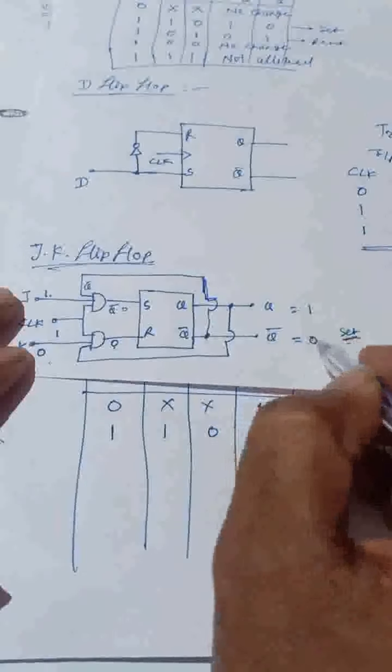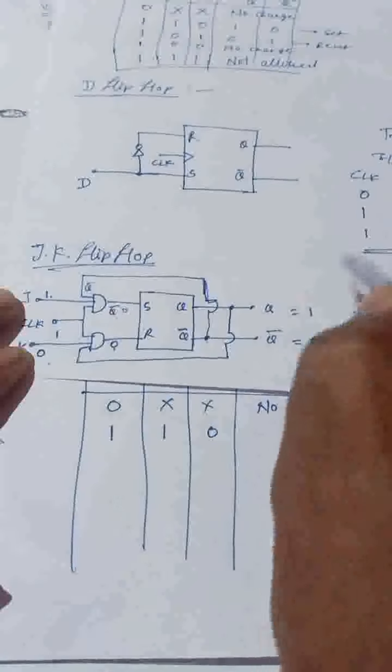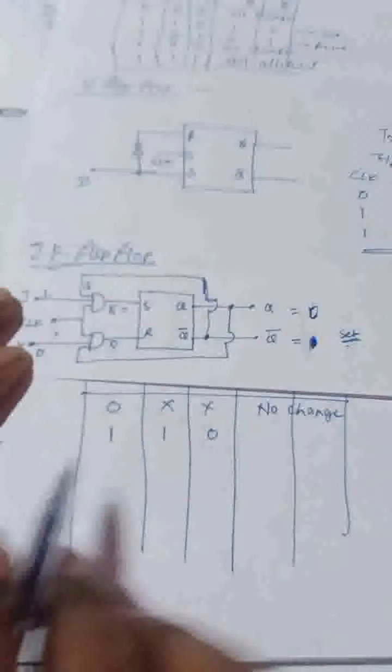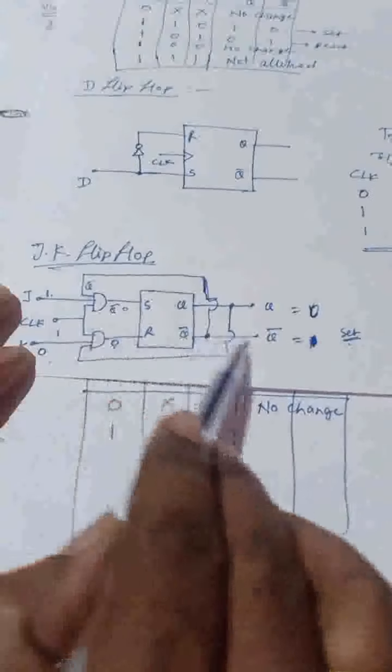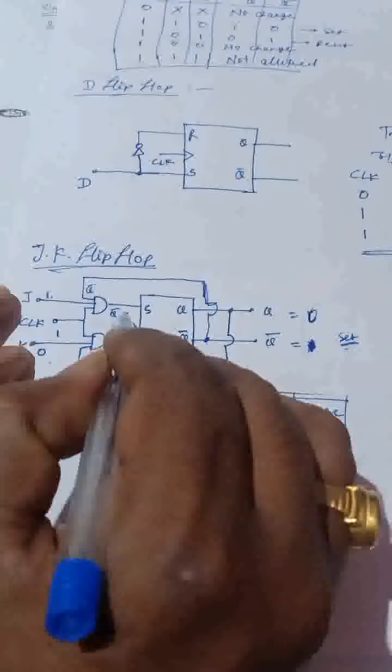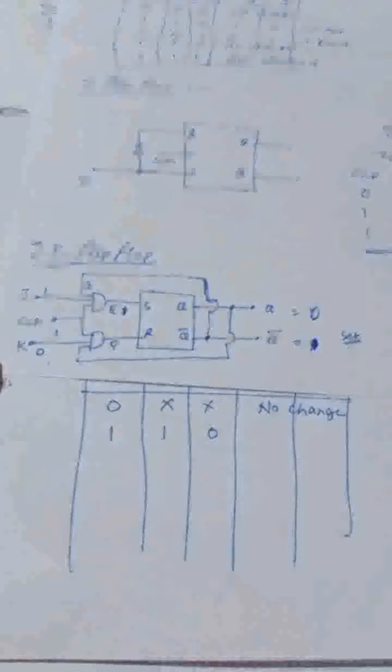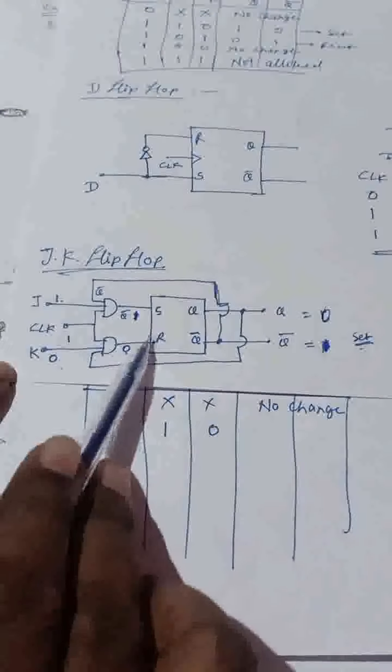Now consider if Q bar equal to 1 and Q equal to 0. What will happen now? If Q bar is 1, that is applied here and the output of this upper AND gate becomes 1.